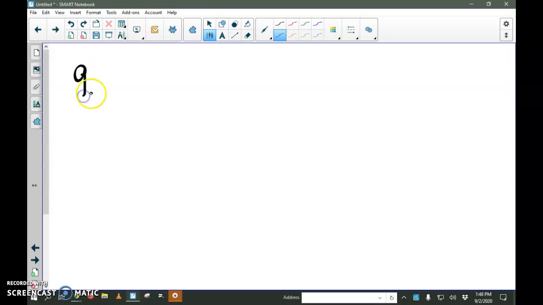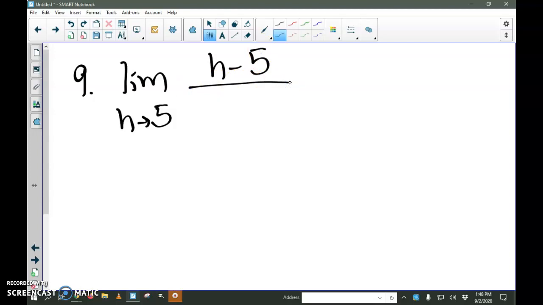It's number 9. The limit as h, because they like to throw h's and a's into things, so I thought I would too. The limit as h approaches 5 of h minus 5 divided by the big square root of h plus 4, but outside of that square root, still in the denominator, is minus 3.